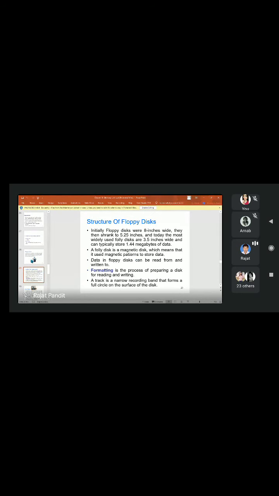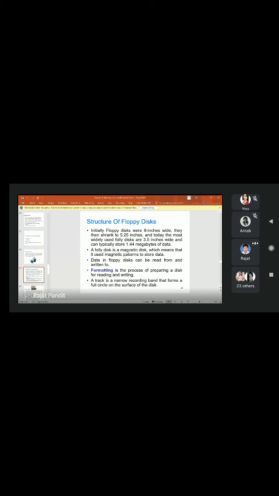We have already told that before using this we should format it, but if you format it, then all the information will be lost. Initially, floppy disks were 8 inches wide. They then shrank to 5.25 inches, and today the most widely used floppy disks are 3.5 inches wide and can typically store 1.44 megabytes of data.